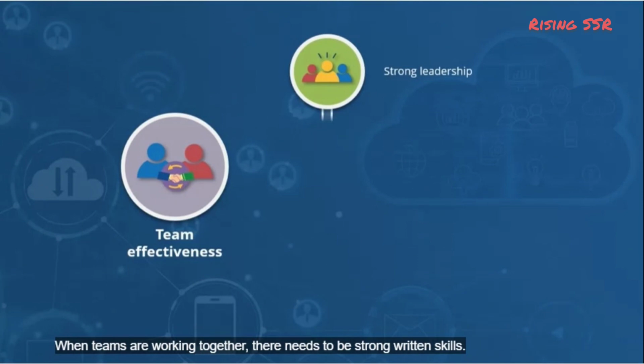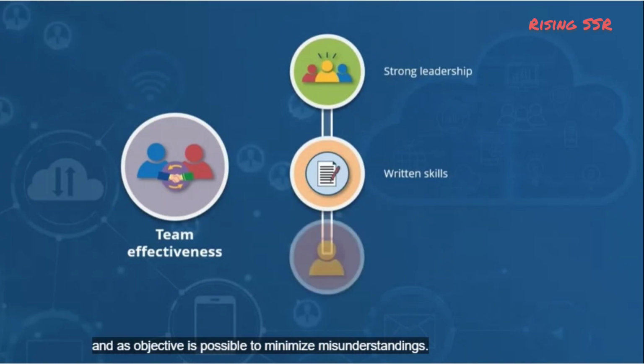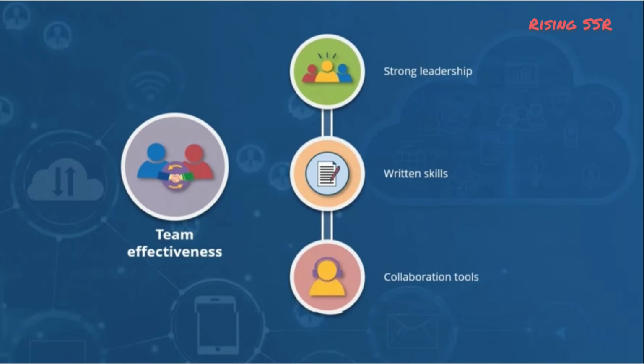When teams are working together, there needs to be strong written skills. Written skills are a prerequisite of effective communication. Written communications need to be clear and as objective as possible to minimize misunderstandings. And it's important to choose collaboration tools, such as Zoom or Microsoft Teams, that work for all three teams. The communication channels need to be open among the teams at all times.